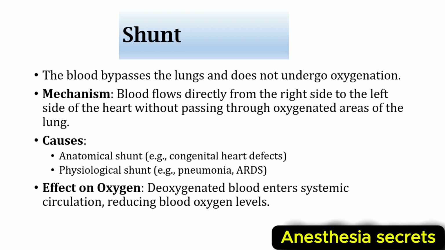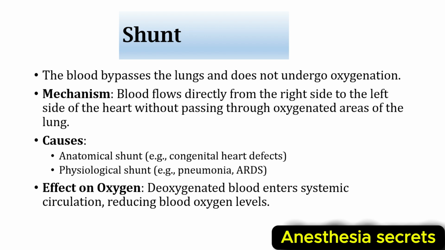The examples: you have anatomical shunts, where, for example, in congenital heart defects such as atrial septal defect or ventricular septal defect, the blood bypasses the lungs and enters the systemic circulation, leading to hypoxemia.